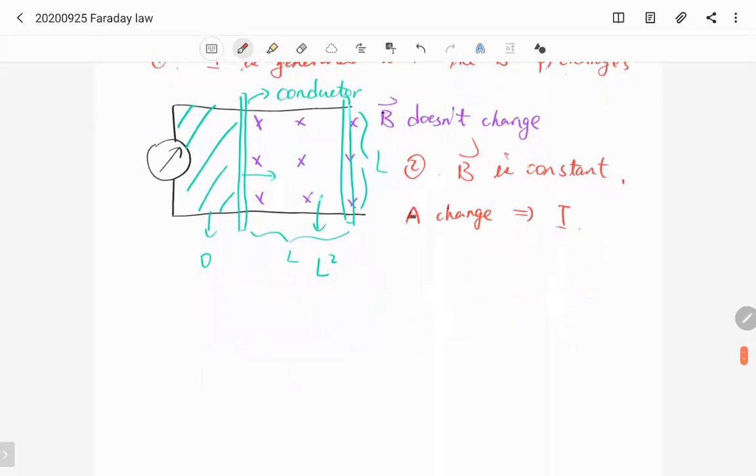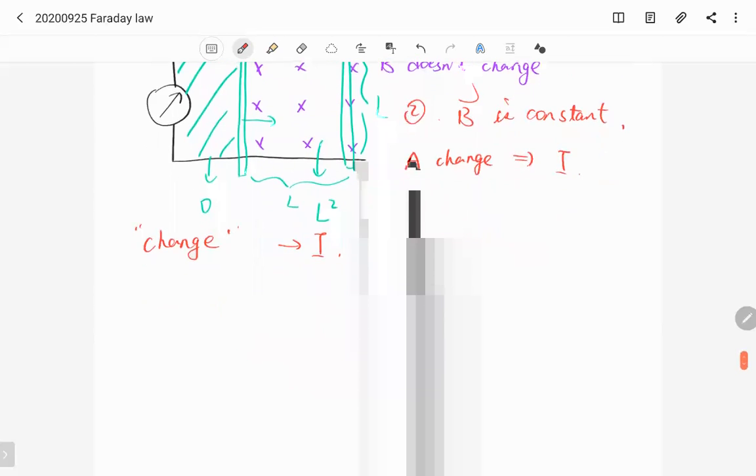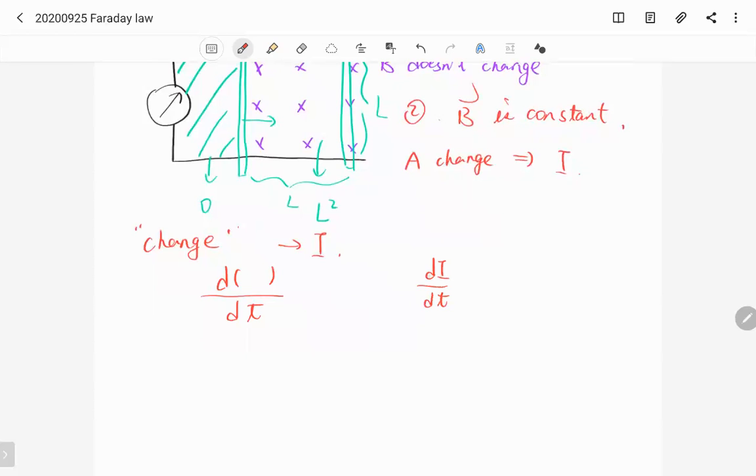So how do we quantify the change? In physics, we know something changing will induce current. But how do we quantify change? And we want to write an equation to represent the change. To quantify change, we have the derivative in math. So if something changes, then we can take the derivative of something over time. And this is how we define the change. So if the current changes, then we have di/dt. It's the change rate of the current. If the magnetic field changes, then we have the change rate of the magnetic field.